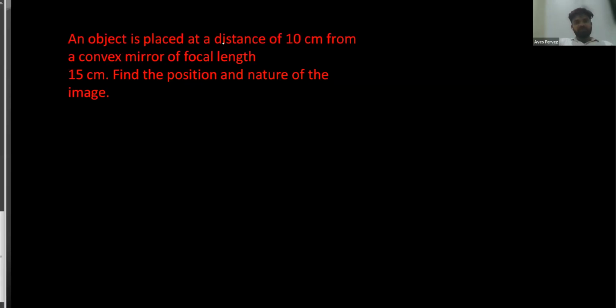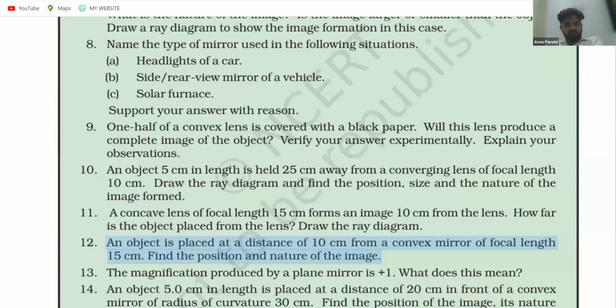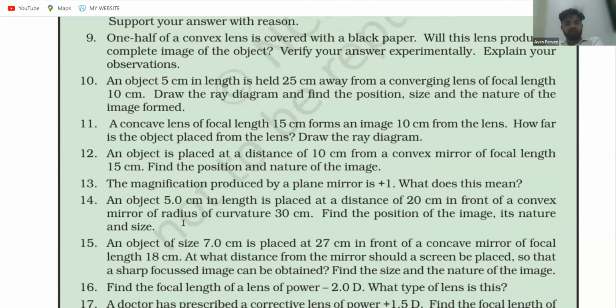So what is being given to you? An object is placed at a distance of 10 centimeter from a convex mirror. So again, object is placed means U, it means minus of 10 centimeter. You understood it? And since the focal length you need to calculate, sorry, it is given. Focal length is 15 centimeter, means plus 15 because it is a convex mirror. So take plus 15. Sir, we already did this question. So which question were we doing? Oh, we are doing question number 14 now.